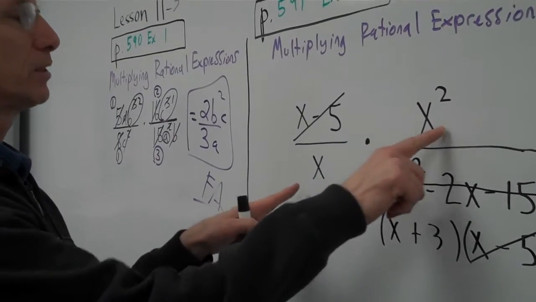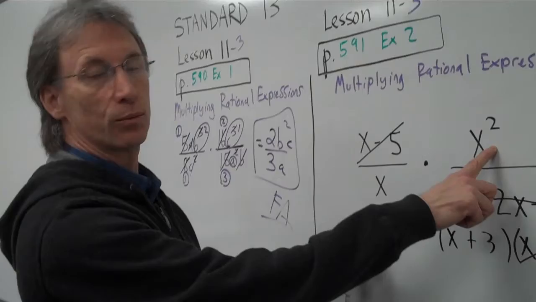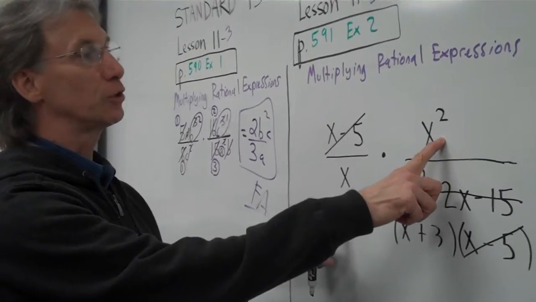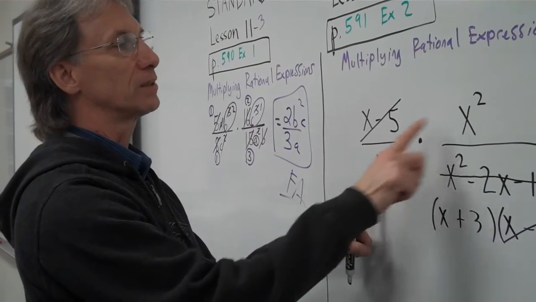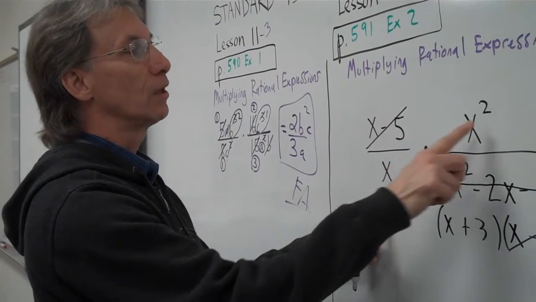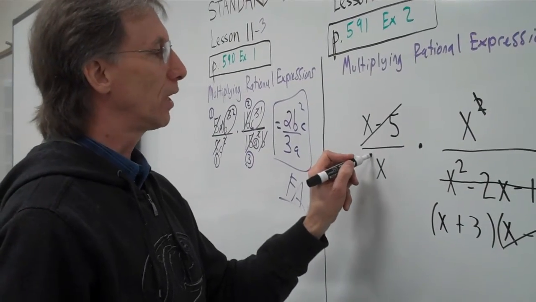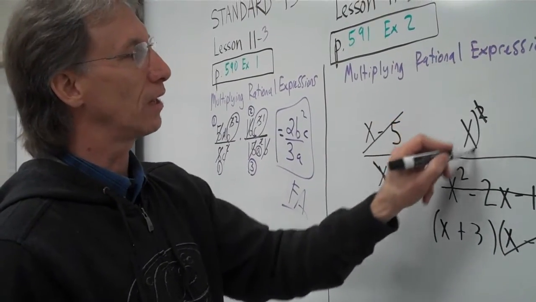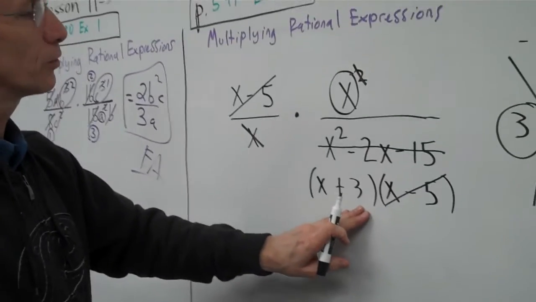Then we look over here and we say, aha, there's an x right here, and there's x squared, which means 2 x's up here. Well, there's 2 here, and there's 1 here. That means 2 minus 1 is 1. We're going to get rid of one of the x's here, and this one has to be gone completely. So we still have this x right here, and down here we still have the x plus 3.